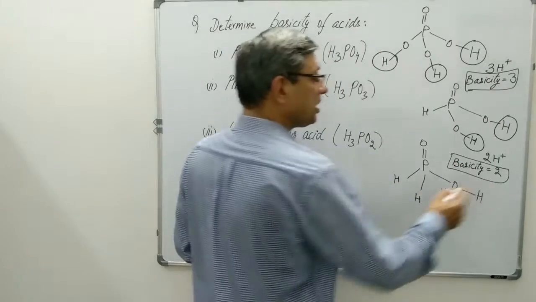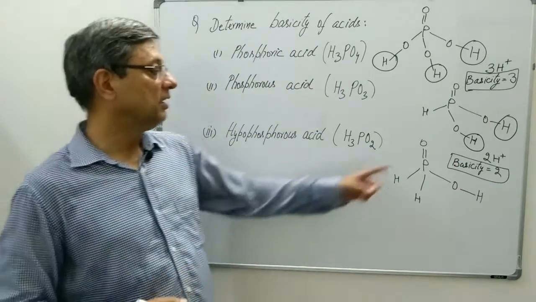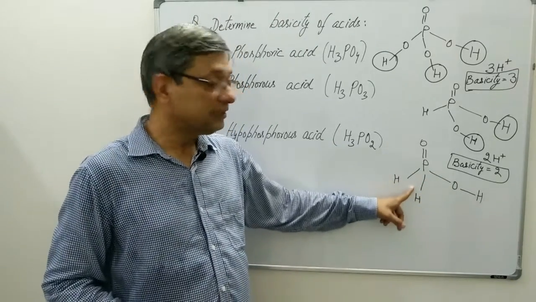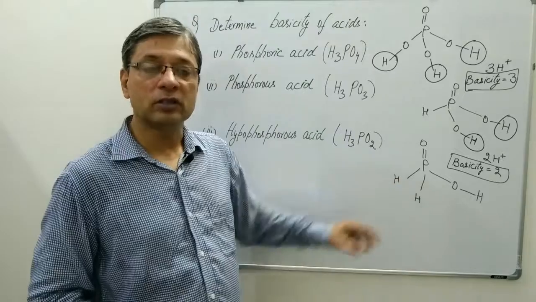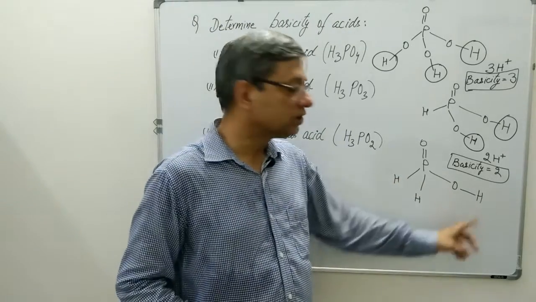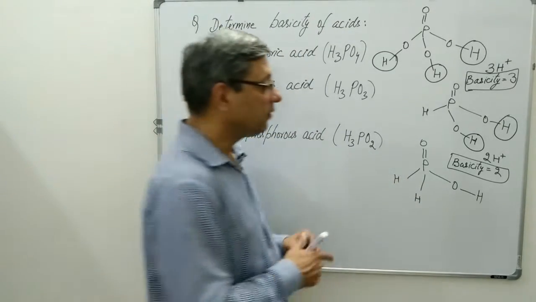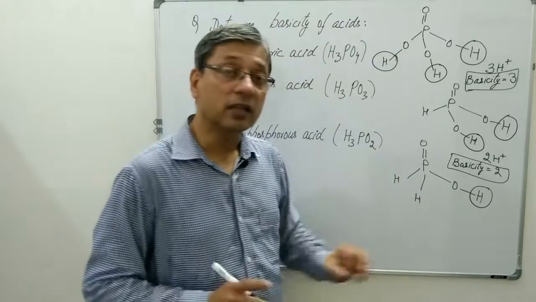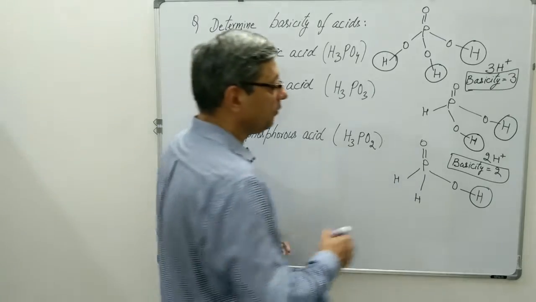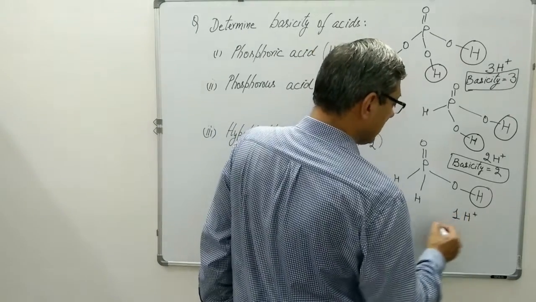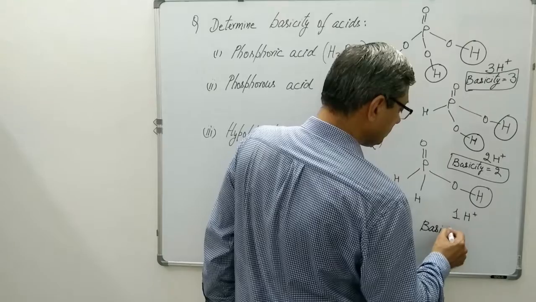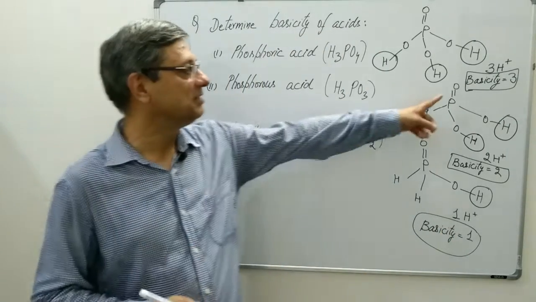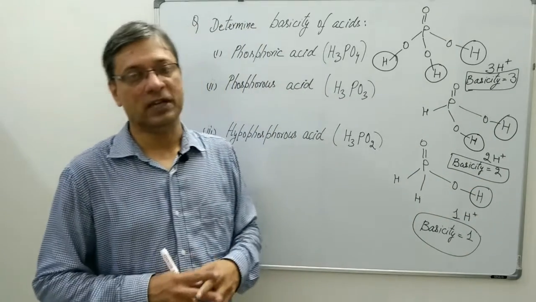In case of hypophosphorus acid, it is clear that the PO double bond, this PH bond, and this PH bond will be the strongest, and the OH bond will be the weakest. Therefore, the H positive ion will be released by this bond in aqueous solution. So one H positive ion will be released and basicity will be equal to 1. So these acids will have basicity 3, 2 and 1.